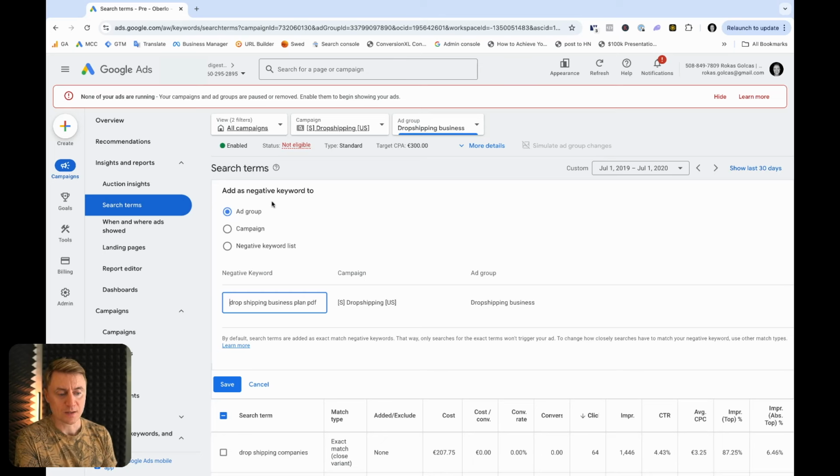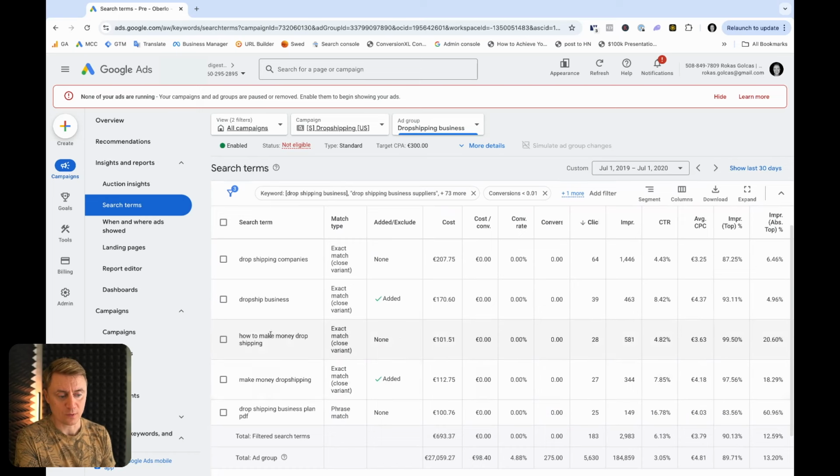And you can select on what level to add it. You can either add it at ad group level, campaign level, or to a negative keyword list. Now, I would recommend at the beginning adding at ad group level. This will help you better structure campaigns and will not limit the traffic if you accidentally add a good keyword on a campaign level, and it will limit impressions for other ad groups as well.